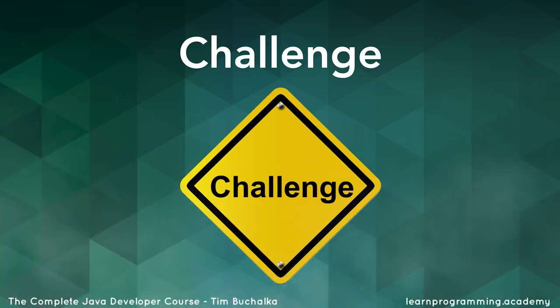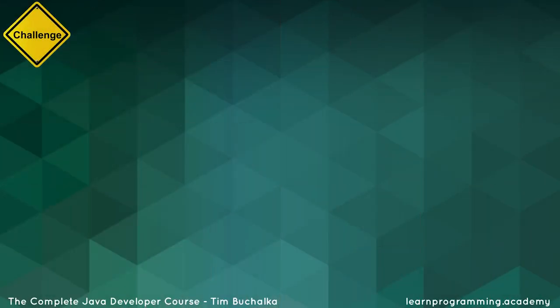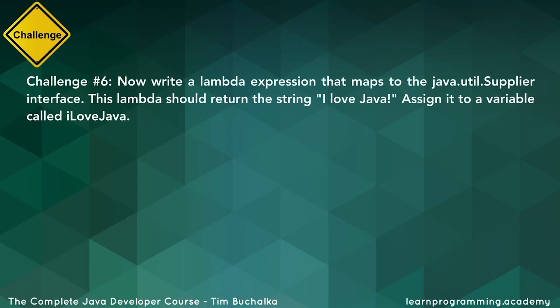Alright, challenge number 6. Now write a Lambda expression that maps to the java.util.Supplier interface. This Lambda should return the string "I love Java" and assign it to a variable called iLoveJava. So go ahead and try out challenge number 6. Pause the video now and I'll see you when you get back.